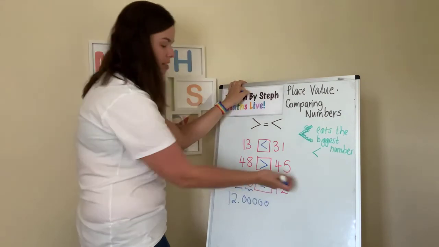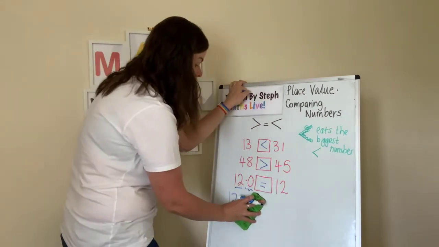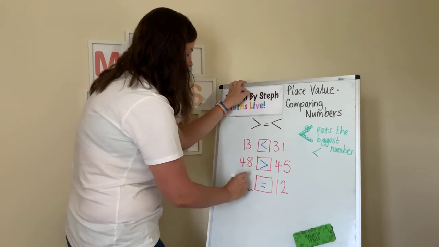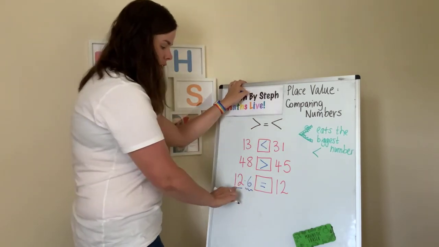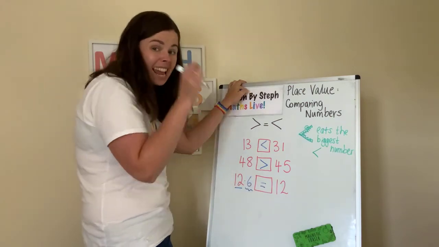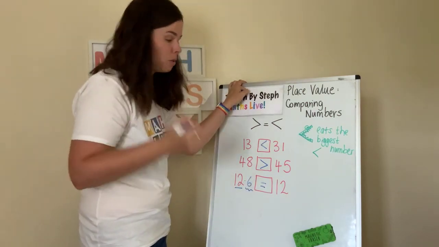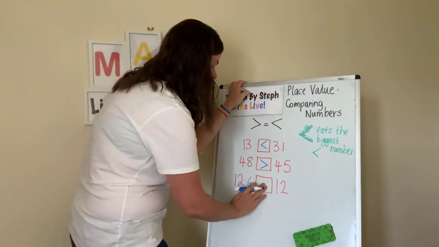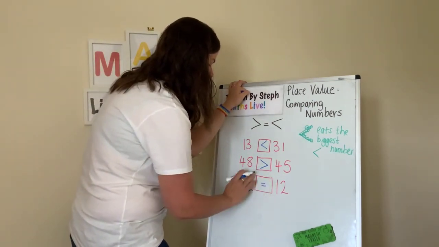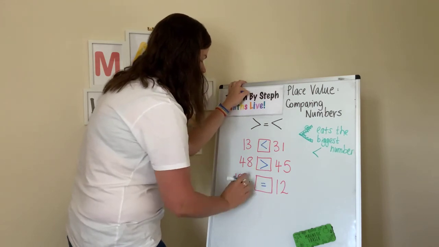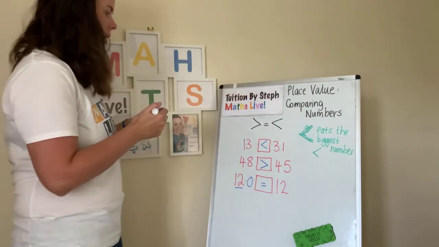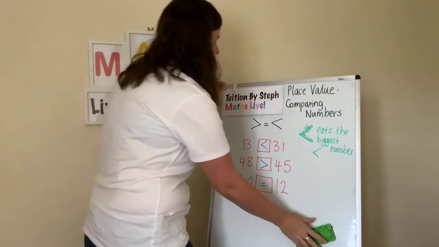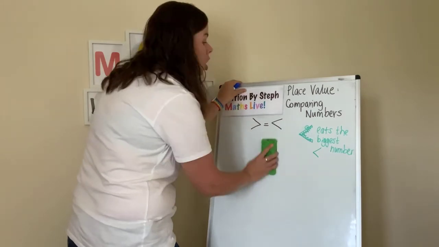12.0 is the same as 12, because it's just telling you there's no decimals there. If, for example, it was 12.6, there is an extra tiny bit of decimal value there, so it would go this way around. But no, they are both equal, because 12.0 is the same as 12. Okay, so that's the basic introduction of comparing your numbers using these more than or less than symbols.